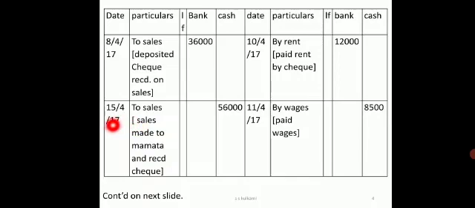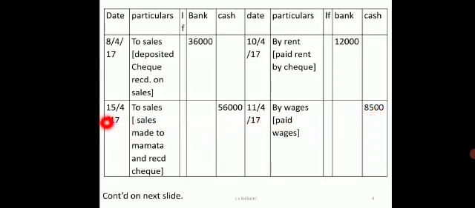Next, on 11th I have paid wages. Now when I have paid wages, nothing is stated. There is no payment which is made by check. So if nothing is stated, assume it is a cash payment. So in the cash column I am going to record 8,500. Only when payments are made by check, that time bank column is credited, or else if no checks are paid, it is assumed that cash is paid and cash column is credited.